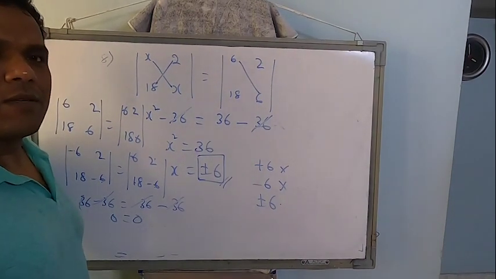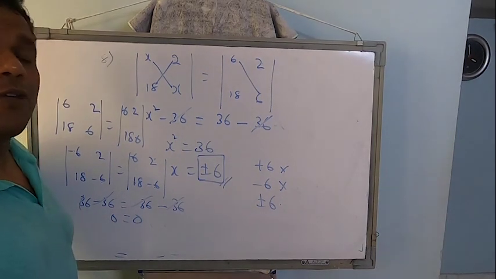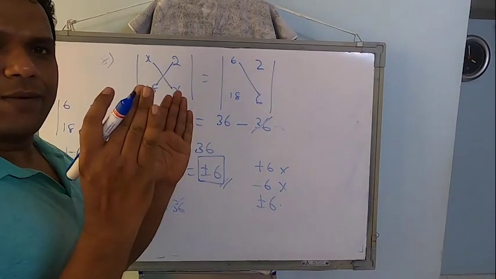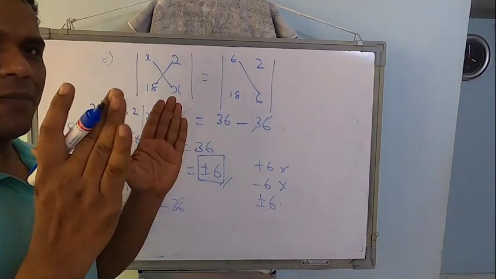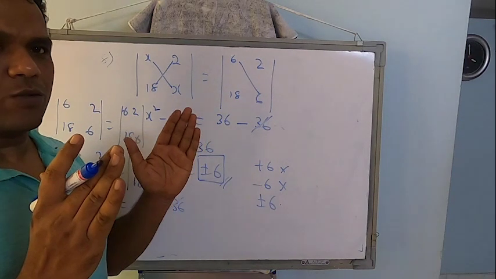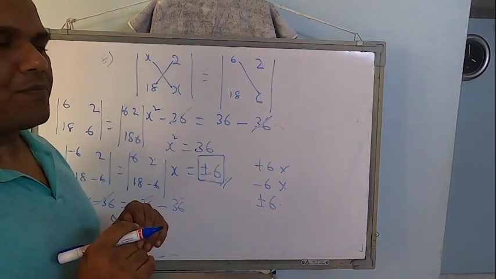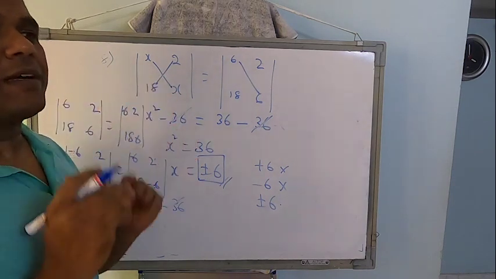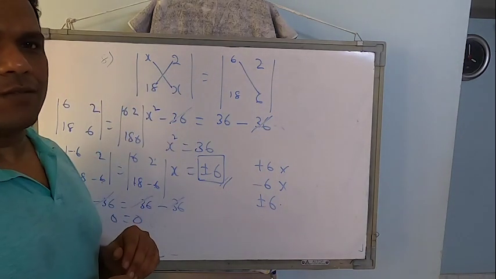Every square matrix is associated to a real number, a unique real number, because see, it's something like this: one square matrix, one real number. So this real number will be called the determinant of this particular square matrix. Like that, every square matrix is associated to a unique real number. That unique real number is called the determinant of the square matrix.